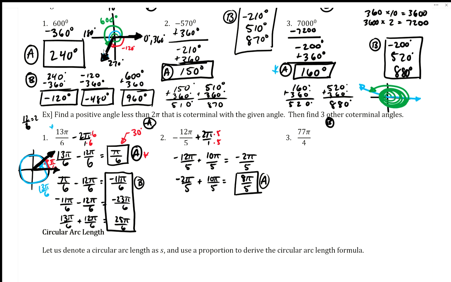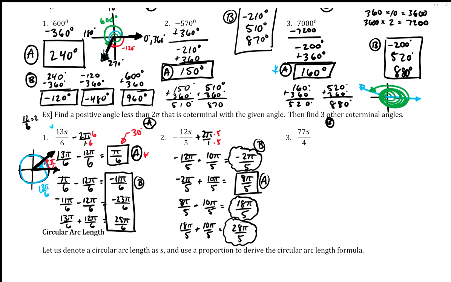Okay, and then letter B, I have one of the angles. Let's get two more. Well, let's just add another 2 pi. So 8 pi over 5 plus another 2 pi would be 18 pi over 5. Okay, so I'm going to cloud these since they're kind of in different spots. Okay, so the clouded ones are part B. And then let's add another 2 pi one more time. 18 pi fifths plus 10 pi fifths would be 28 pi fifths. There we go. There they all are.